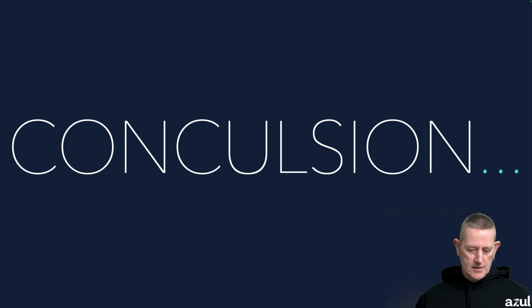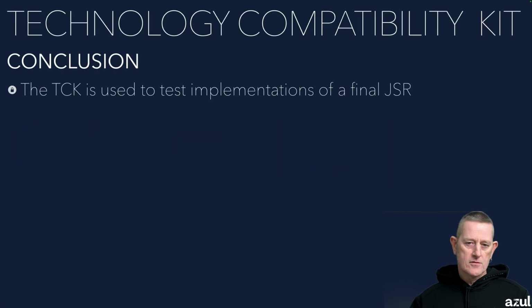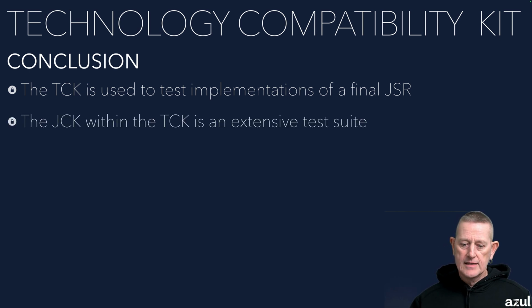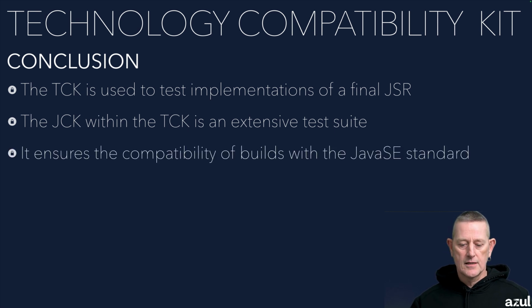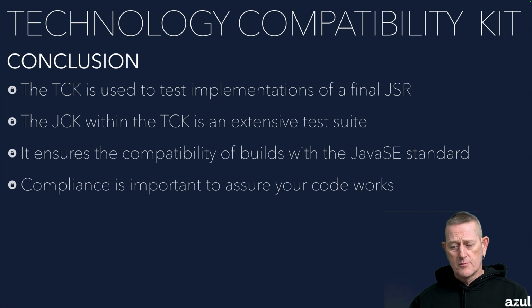So the conclusion here is the TCK is used to test implementations of a final JSR first of all. And the JCK, which is part of the TCK, is an extensive test suite to test your build of OpenJDK against this test suite to make sure it is compliant to the TCK. And it ensures the compatibility of builds with the Java SE standard, right, which is very important. Compliance is important because it assures that your code works, right? So that not a feature of a vendor breaks your code.